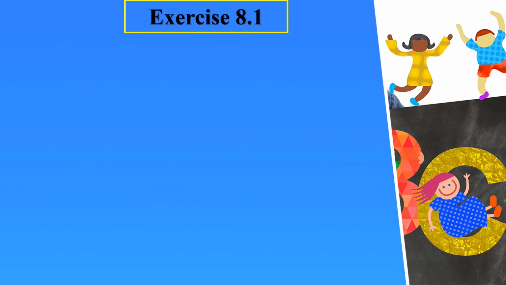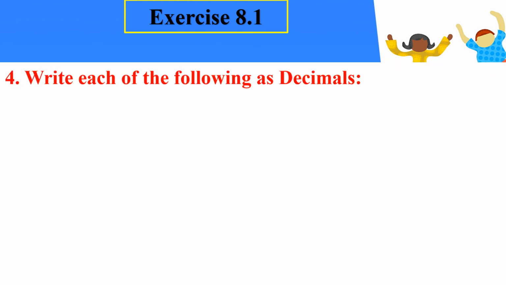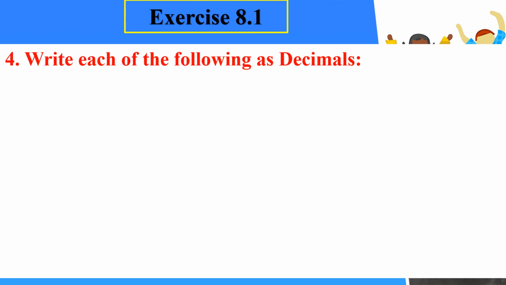Let us see some exercise problems. Fourth question, write each of the following as decimals. The third subdivision, 40 plus 6 plus 3 by 10 plus 4 by 100. So, we write the whole part separate and the decimal part separate. So, 40 plus 6 is equal to 46.